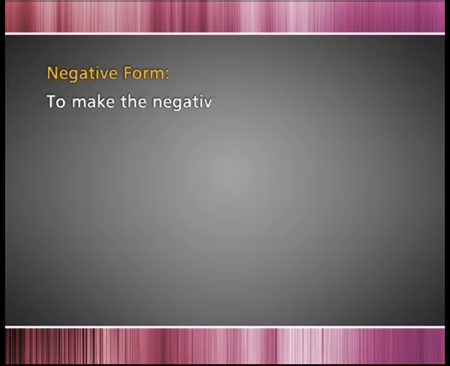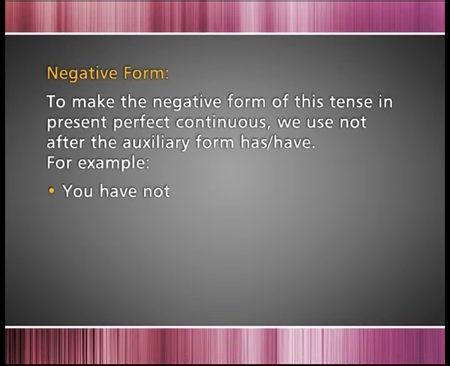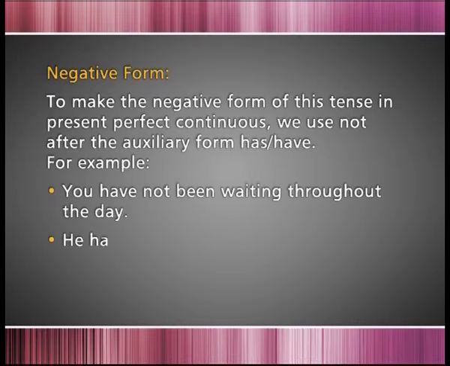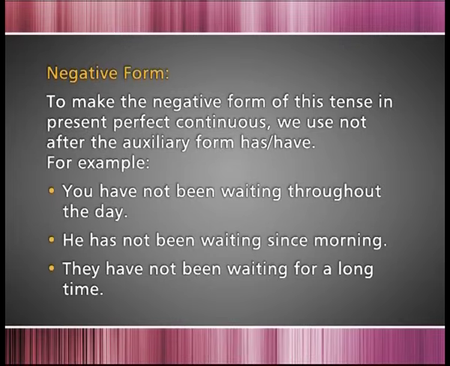Negative form. To make the negative form of this tense in present perfect continuous, we use not after the auxiliary form has or have. For example, you have not been waiting throughout the day. He has not been waiting since morning. They have not been waiting for a long time.